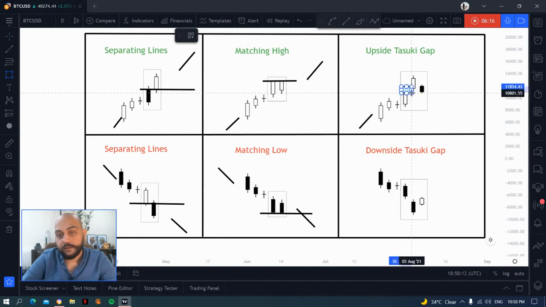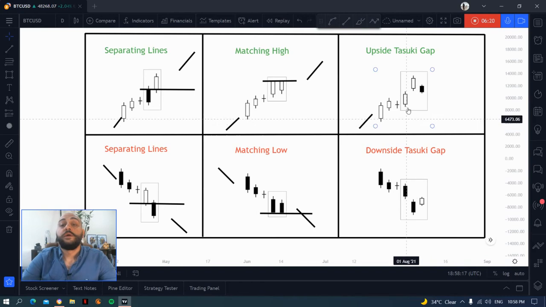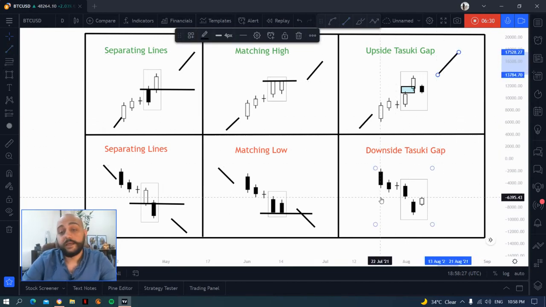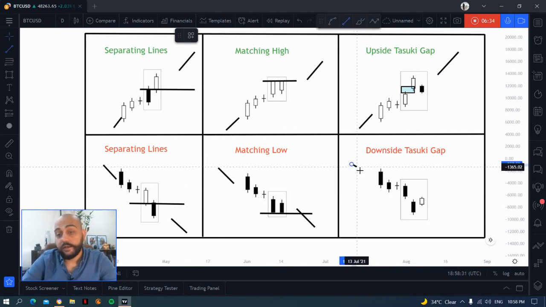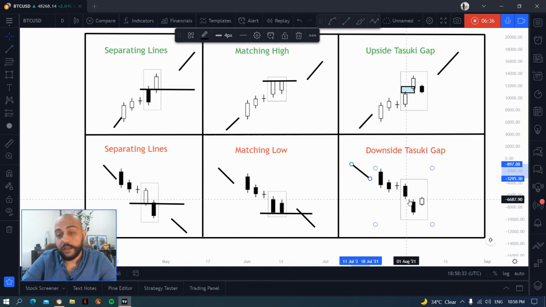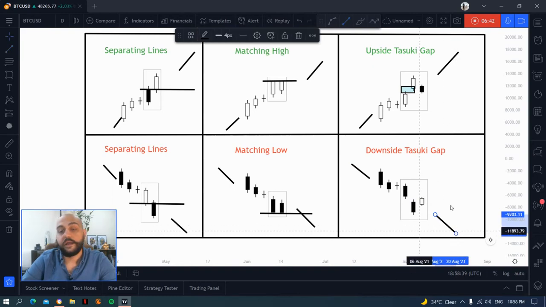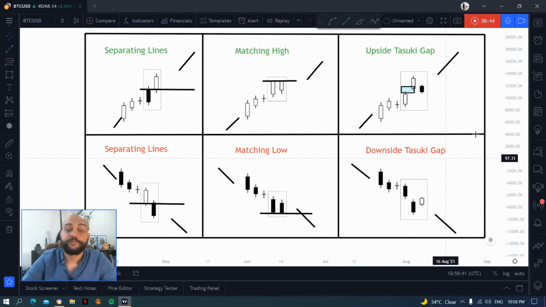So this is the gap basically, okay? So after a gap we have another bullish candle, then a bearish candle. This basically indicates that the market will keep on going up. The downside tasuki gap is the same thing. We have a downtrend like this, it's going down, then notice the gap here, another bearish candle, then a bullish candle, then the market will most likely be dropping after that, like that.